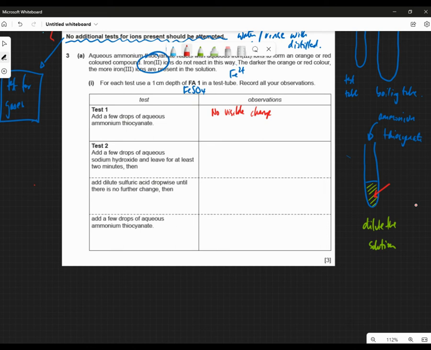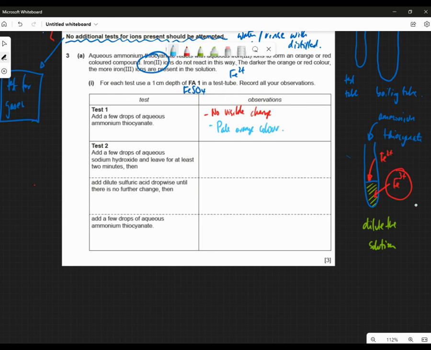And there may have been some oxidation in here. So there may have been the odd Fe3+. It's supposed to be just Fe2+ in here, but it may have oxidized a little bit and you'll get some Fe3+. So what was also accepted was if you thought there may have been a change, you should have written something like this. You get a very pale orange colour.